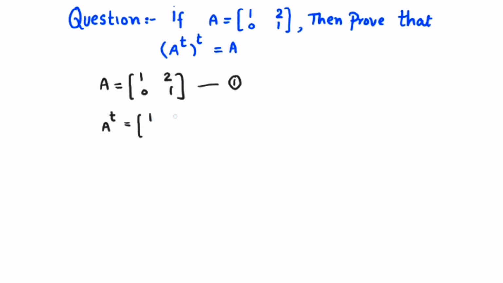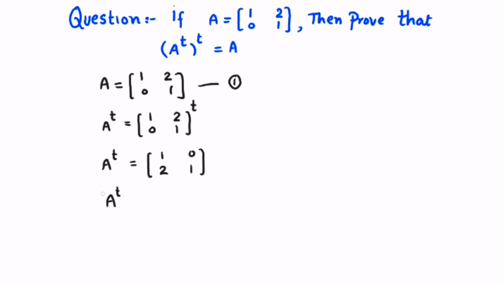A transpose will be equal to the transpose of [1 2; 0 1]. So A transpose will be equal to, now the first row is converted into the first column, so it will become 1 2, and the second row will become the second column, so the second row is 0 1, now it will be the second column 0 1. Simply, the first row is converted into the first column and the second row is converted into the second column. Again take transpose on both sides.